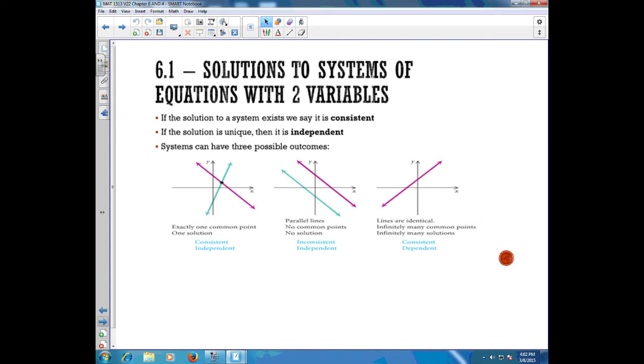We can have two parallel lines that never cross each other. And since they never cross, there's no solution. And so if there's no solution, then the system is inconsistent. However, that no solution is still unique. And so it's inconsistent, but it's also independent. And finally, we can have two lines that are identical, two that sit right on top of each other. And so every point is a solution. So there is a solution, so it's consistent, but there is no unique solution because there's an infinite number of them. And so the solutions are dependent.